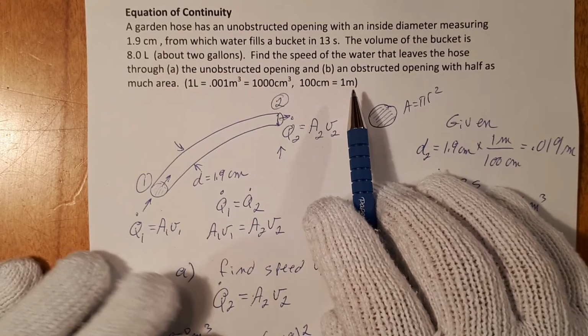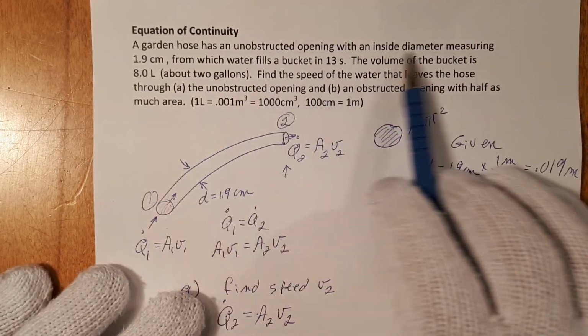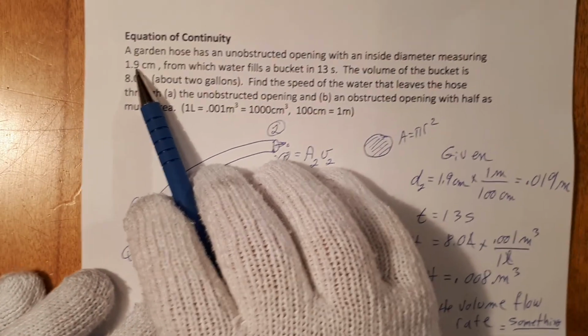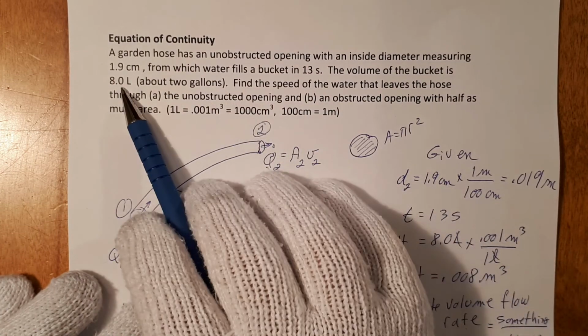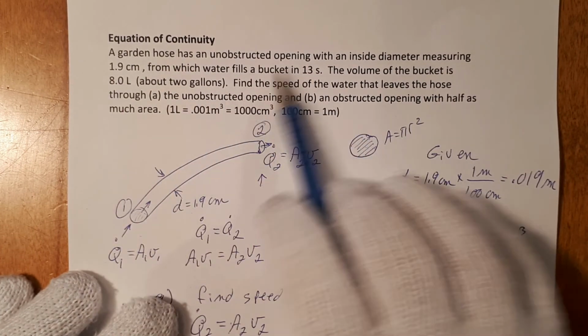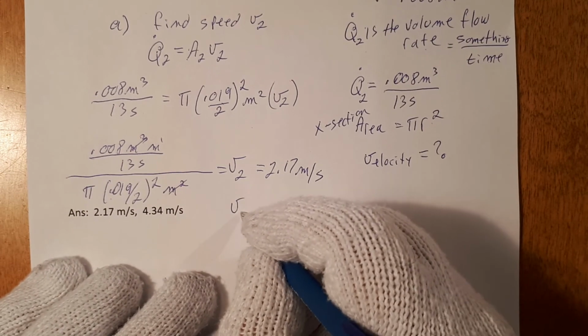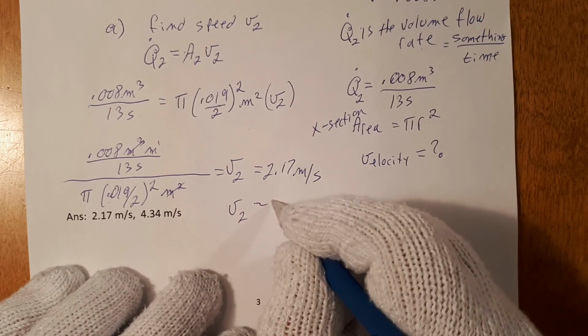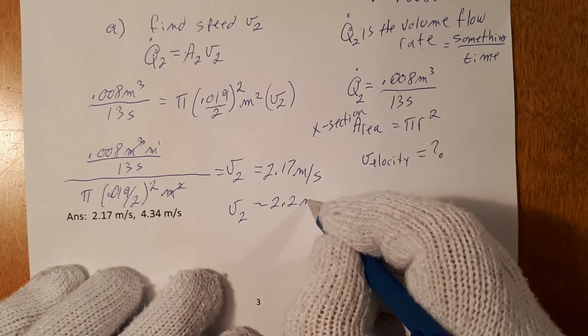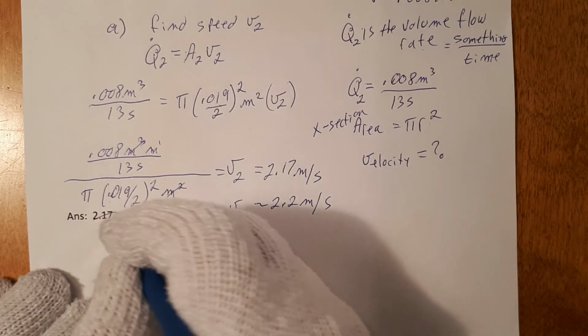And finally, reducing this to significant figures. We're given 2 significant figures here, 2 here, and 2 for the liters. Everything is in 2. So properly doing this to proper significant figures, velocity 2 is approximately equal to 2.2 meters per second. Make a correction here.